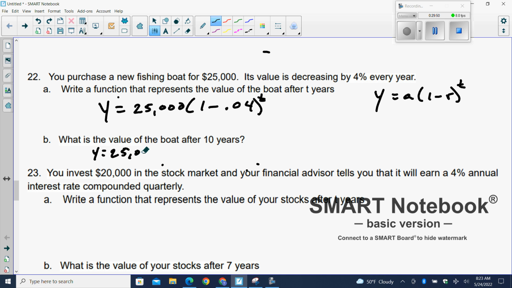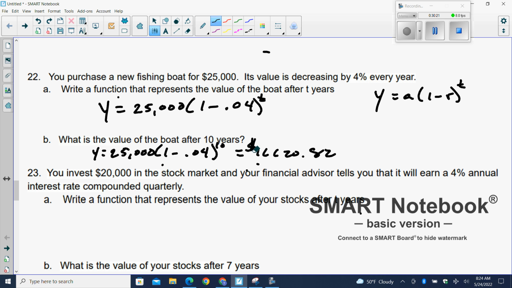I would definitely rewrite this on your test. Don't just try to do it in your head. Rewrite it so you know what you're doing and know what you're typing in. And I get $16,620.82. Okay? Make sure you include units. Dollars would be question 21 and 22. Make sure you round to 2 decimal places because dollars round to 2 decimal places.